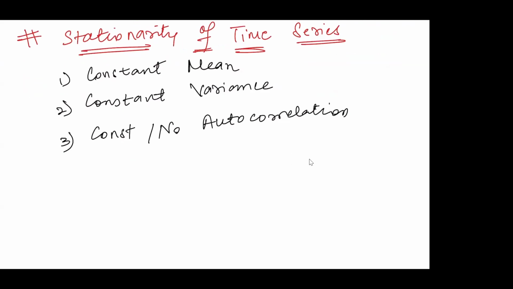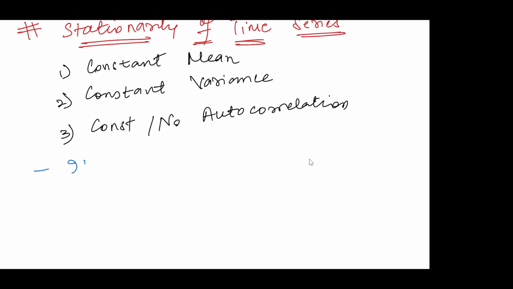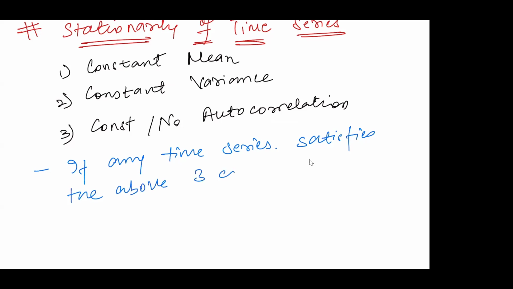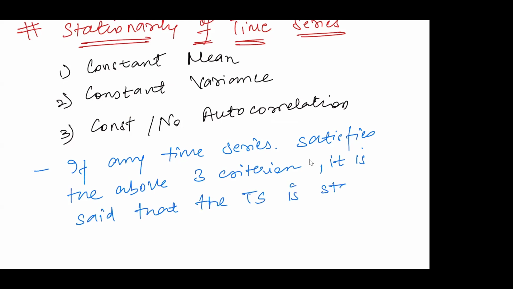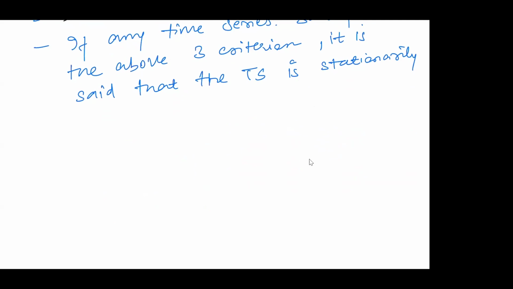If any time series satisfies the above three criteria, it is said that the time series is stationary. I hope you understand. So if any time series has constant mean, constant variance, and constant autocorrelation, then you can say that the time series is stationary.